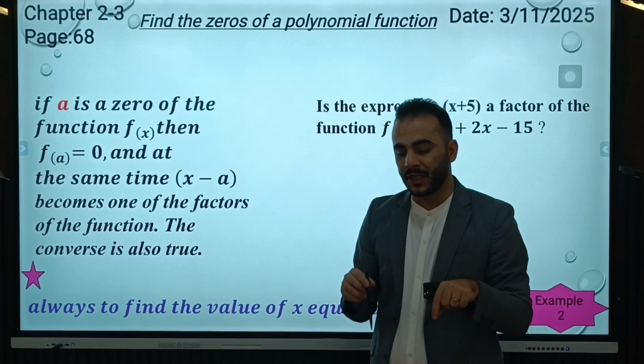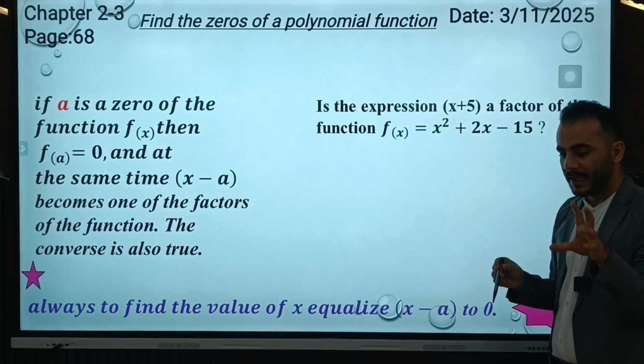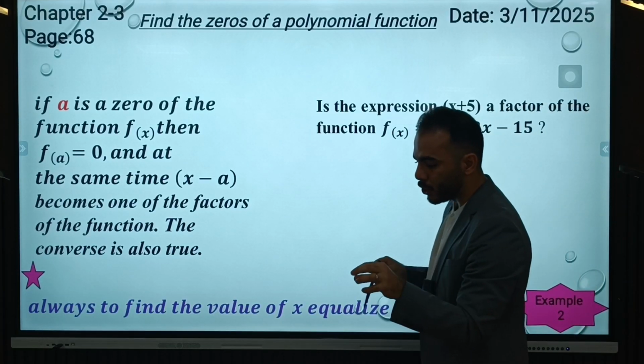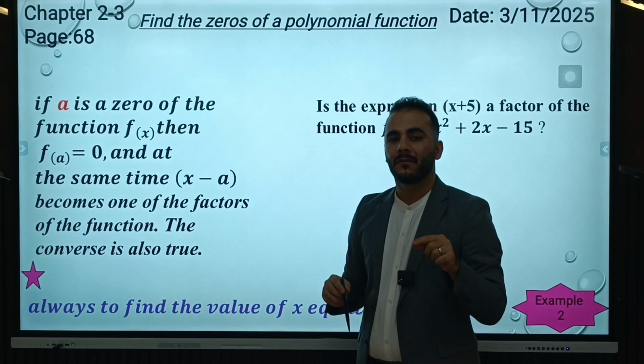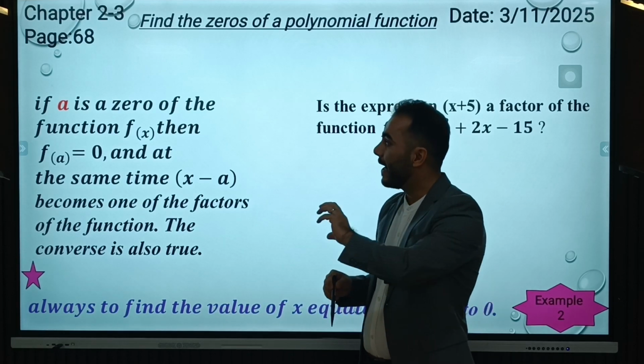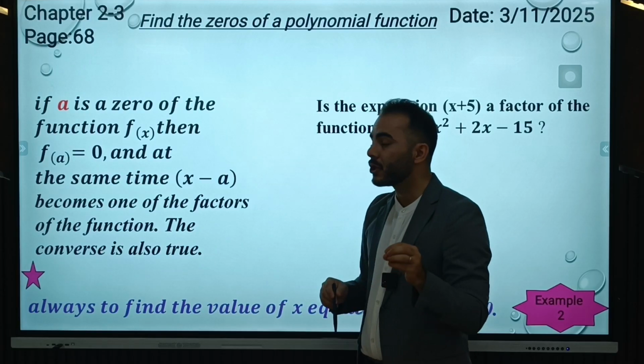But let me talk about the importance of this section for grade 12. That is one of the essential topics for grade 12 regarding polynomial functions, finding the zeros and this kind of stuff.